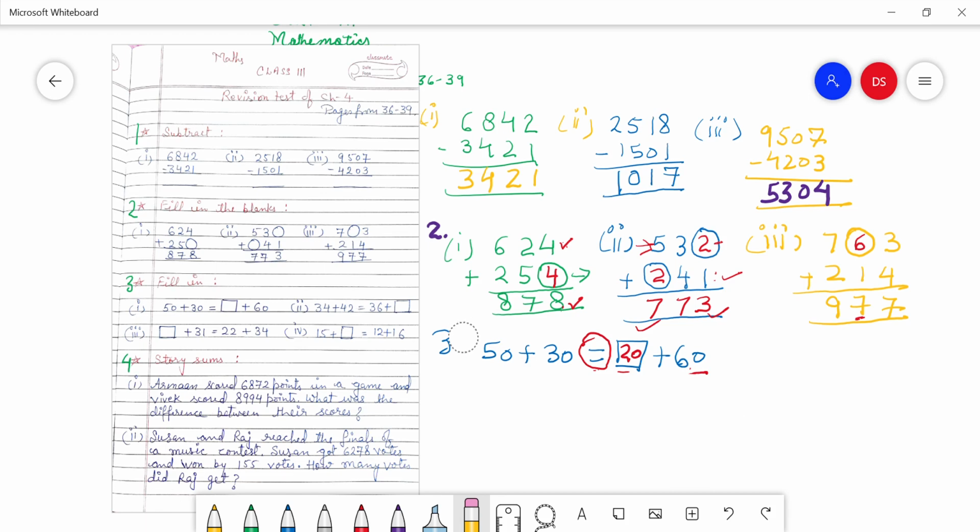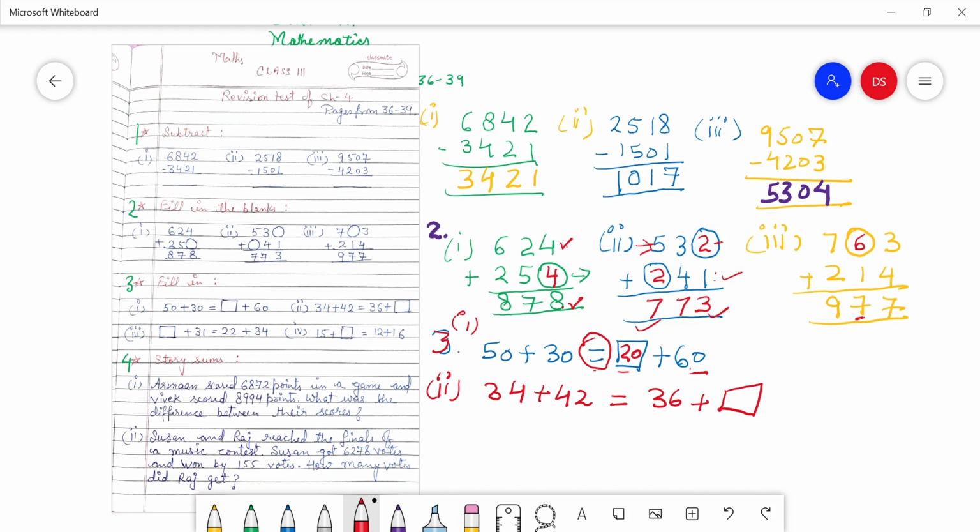This is the first part. Then we will do the second part. The second part is 34 plus 42 is equal to 36 plus blank.